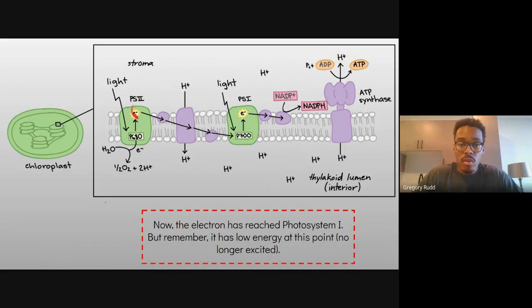now the electron is no longer located in photosystem two. It's been transported to photosystem one. We can see that in the process of being transported, it took hydrogen and it pumped it into the thylakoid. Okay, so we're over here now. But the electron has lost almost all of its energy. So it's back down to a low energy state. But we're almost at the end of the electron transport chain.